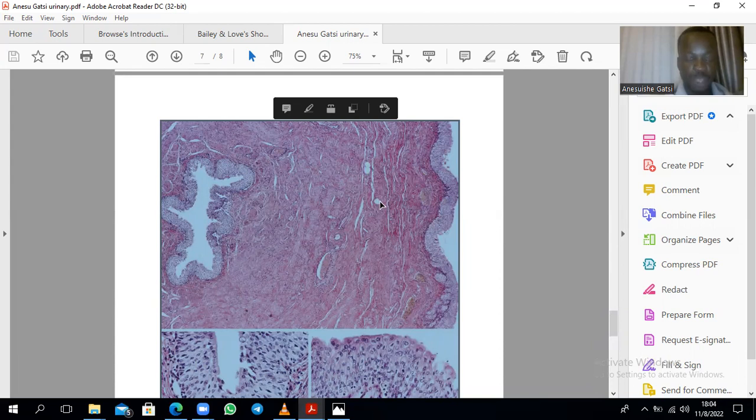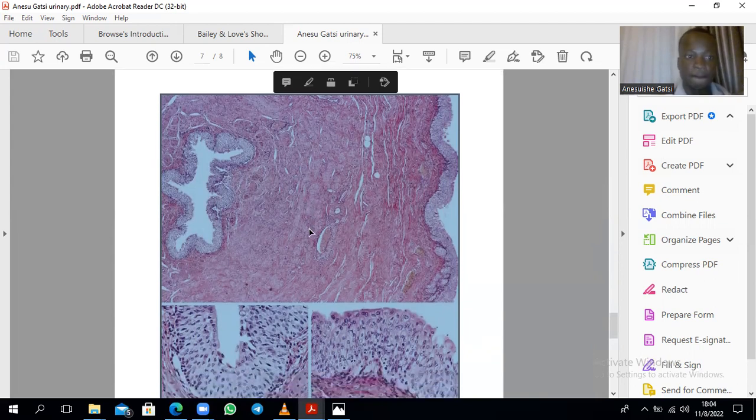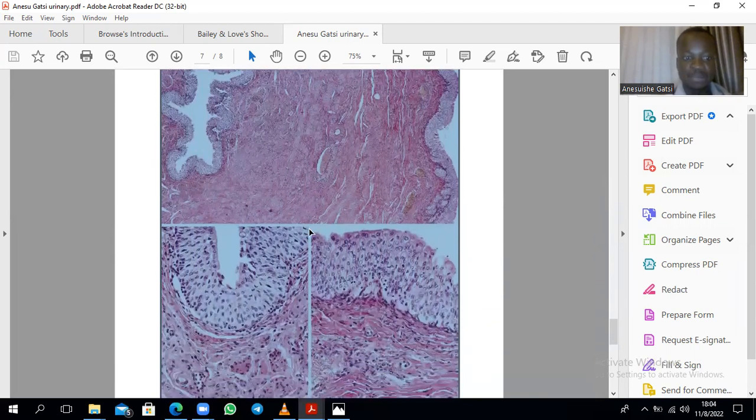Then you can look at the muscularis layer here. Right. Quite prominent. That's the muscularis layer, the detrusor muscle. But they're poorly delineated. You can't really tell which one is the circular, which one is the longitudinal, with the exception, of course, when you get to the neck of the bladder, where it becomes continuous with the muscle layers of the prostate.